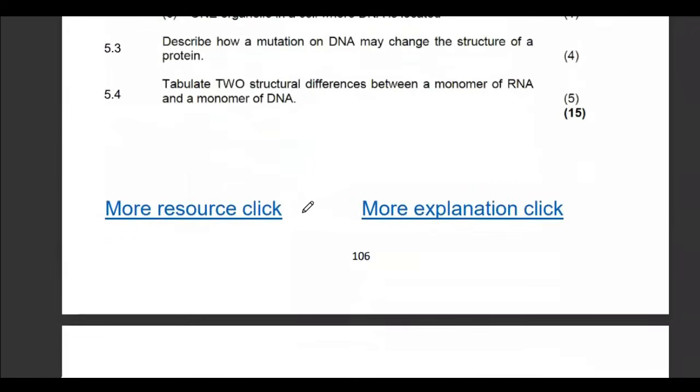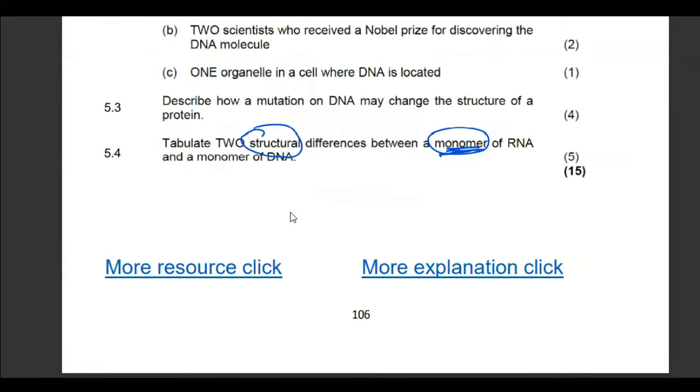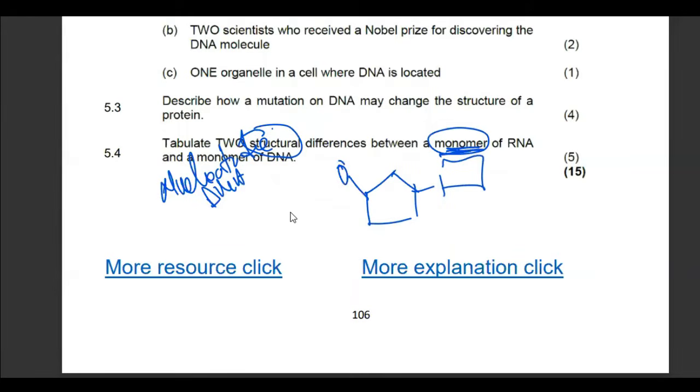Next, tabulate two structural differences. The major point here is structure, between the monomers of DNA and RNA. So here they are talking about the monomer, the nucleotide of DNA and the nucleotide of RNA. So you only look at the structure, the nucleotide, which is made up of a phosphate, a sugar, and then the nitrogenous base. So there are only two differences here you can look at. You can look at the sugar.